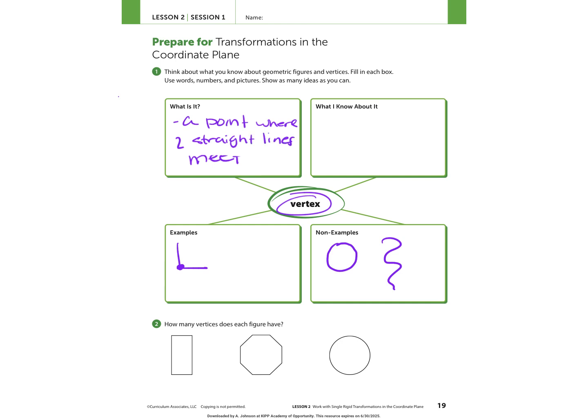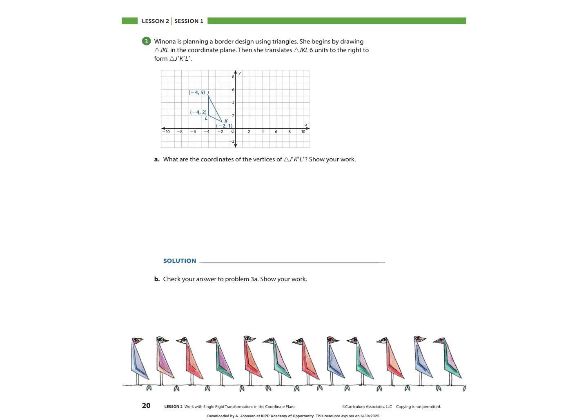So when we're counting vertices down here, we have 1, 2, 3, 4. Each of these points is a vertex. For this shape, we have 1, 2, 3, 4, 5, 6, 7, 8 vertices. So all these points. And then for the circle, we have none, right? Circle is round. There are no points. There are no straight lines. That's all you need to know about a vertex to do the real practice here.